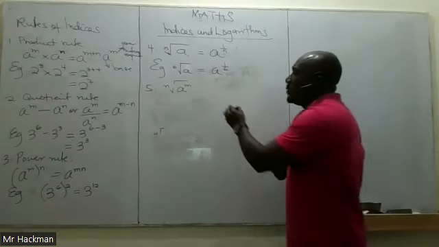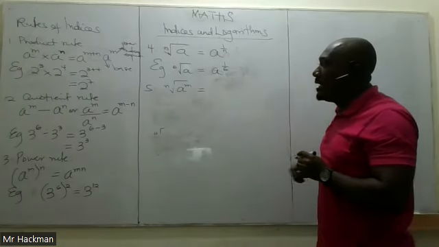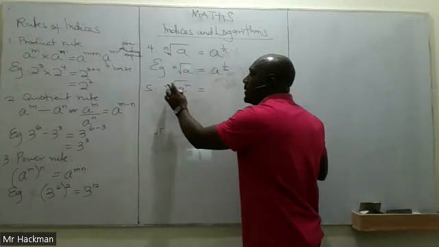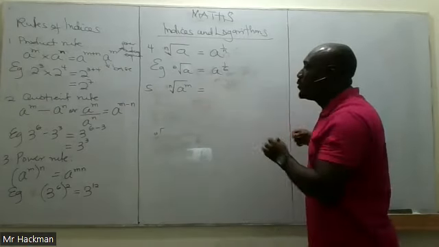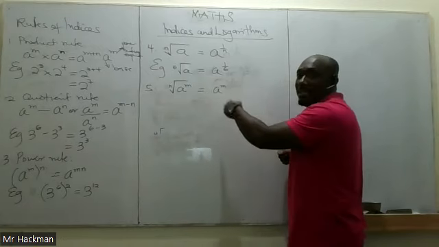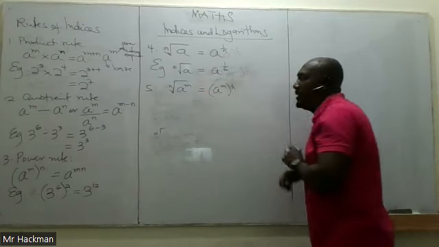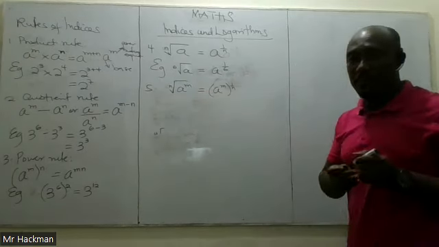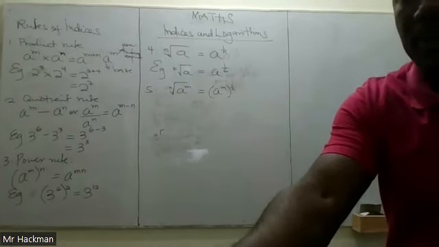Let's see what that will give us. Anytime you have the nth root of something, this should appear as an index. This will be your normal a to the power m, which you are taking the nth root of, all to the power 1 over n. Do you agree? Yes, please. Okay, very good.